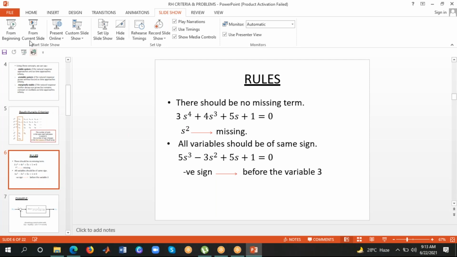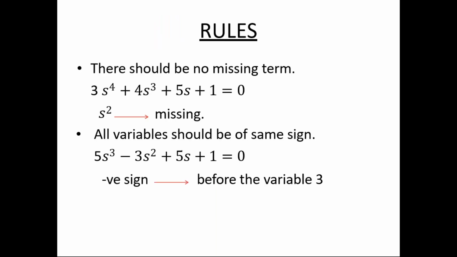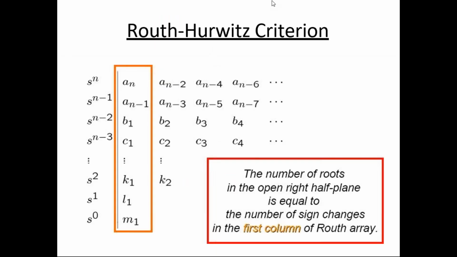So sometimes in a 2 marks question, you have to construct the Routh array like that. Okay, so this is the Routh array. So this is the way of construction.